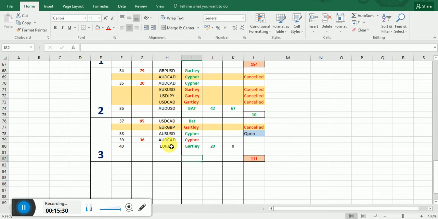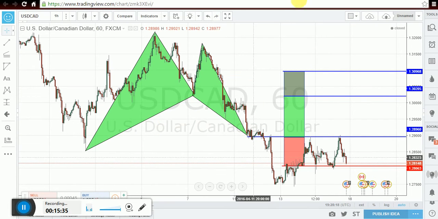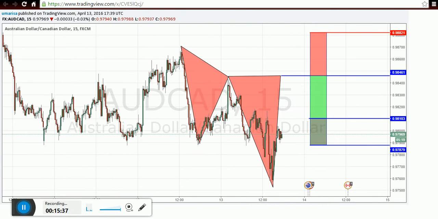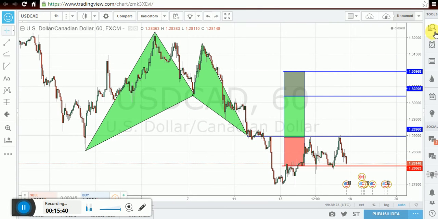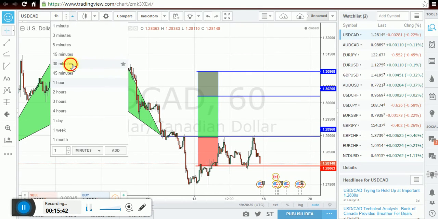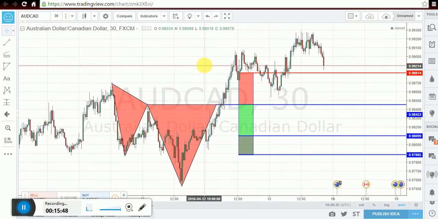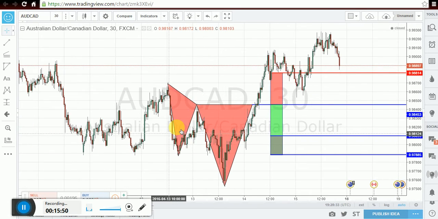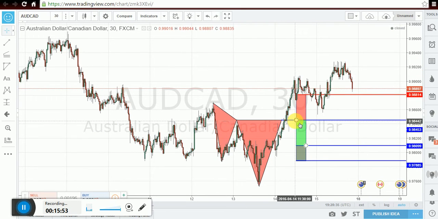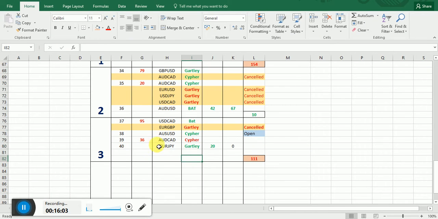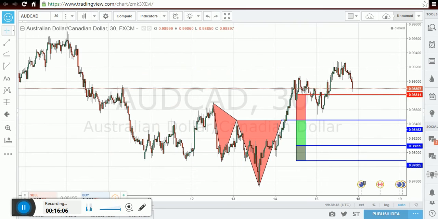So the next trade was another losing trade as well: Australian dollar against the Canadian dollar. We had a bearish Cipher on that one, and that was a 30-minute chart. Yeah, this is it. The market came back, triggered our Cipher, but then it never looked back. It just went straight and hit our stop loss, giving us a small loss of about 36 pips.